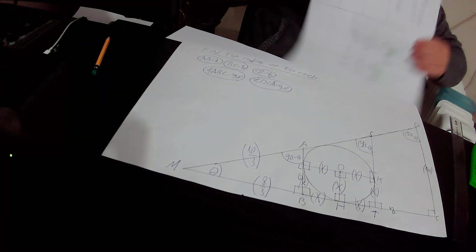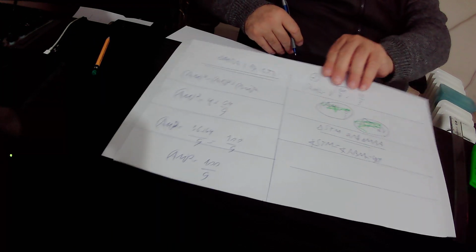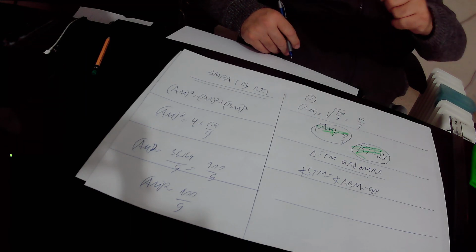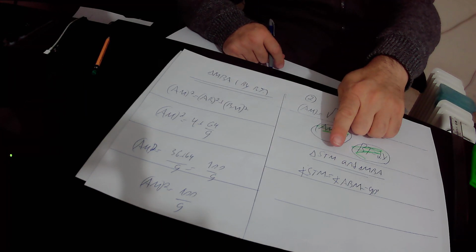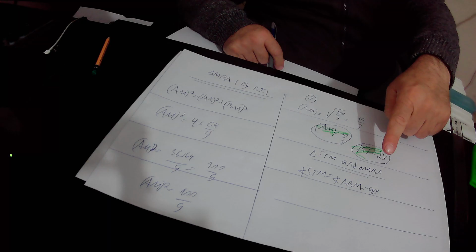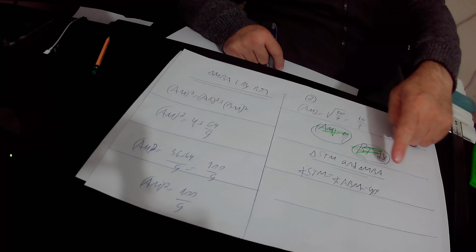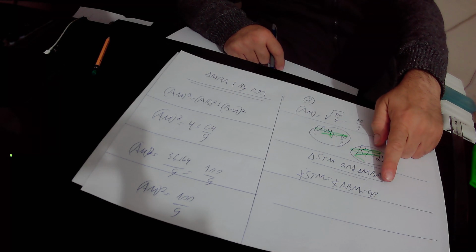Repeat again. Angle STM in the big right triangle STM equals angle ABM in the small right triangle MBA. They are both equal to 90 degrees, therefore they are equal to each other.